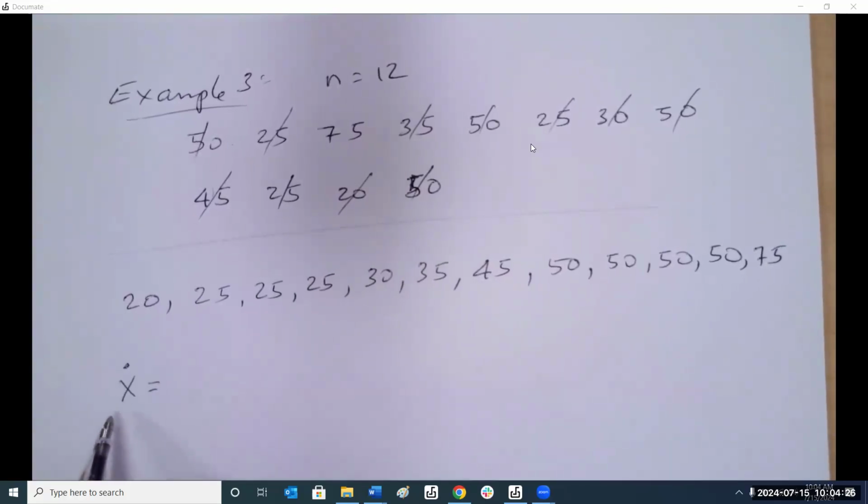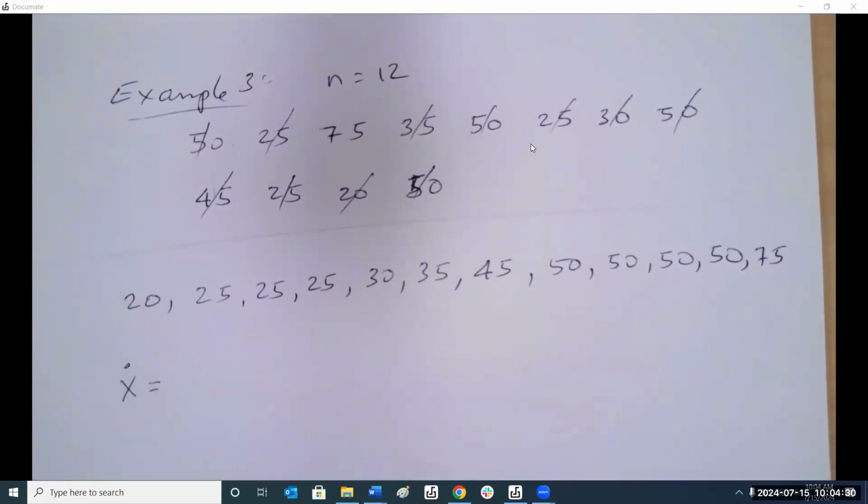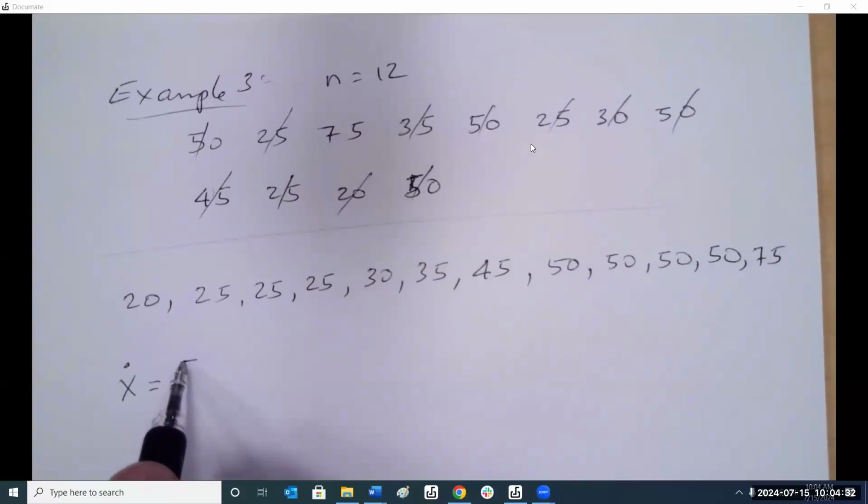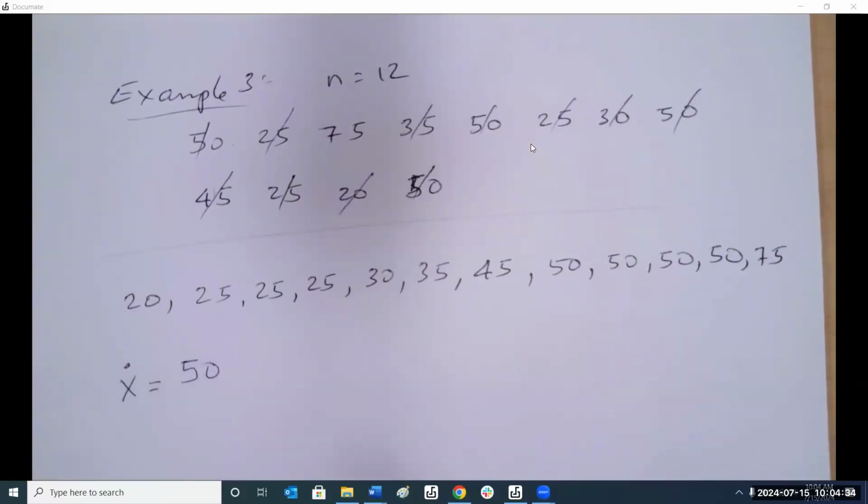So what does X dot represent? Mode. So which one occurs the most? 50. Very good. It happens 4 times.